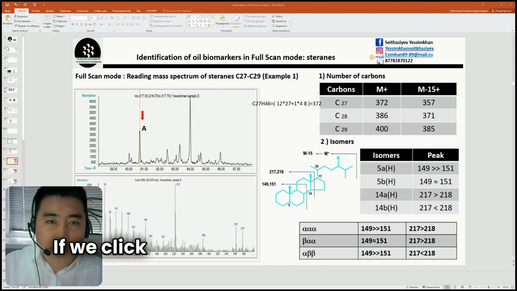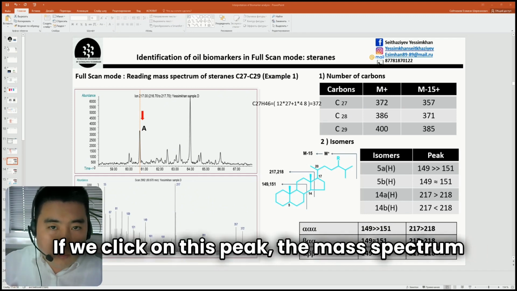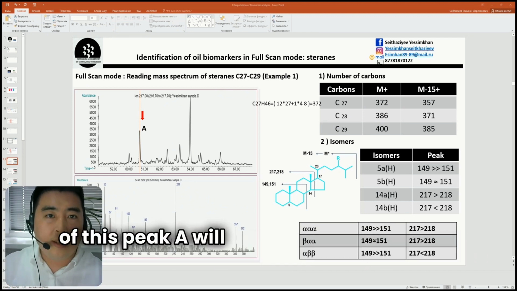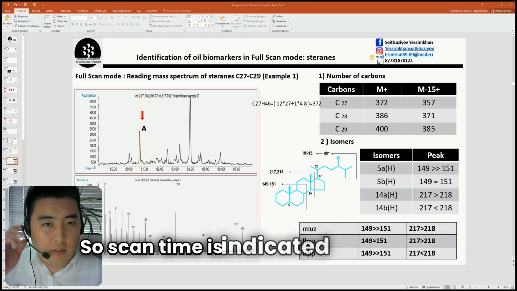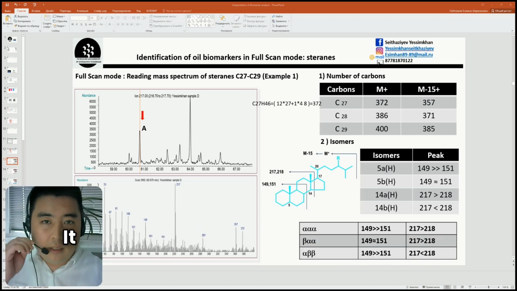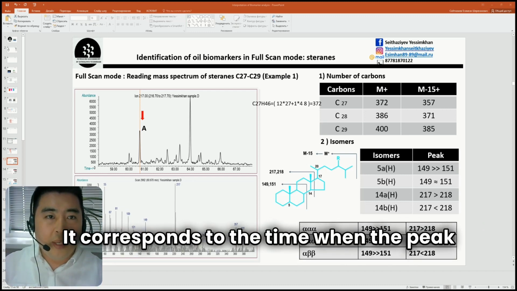If we click on this peak, the mass spectrum of this peak A will immediately be opened below. The scan time is indicated in brackets. It corresponds to the time when the peak elutes.